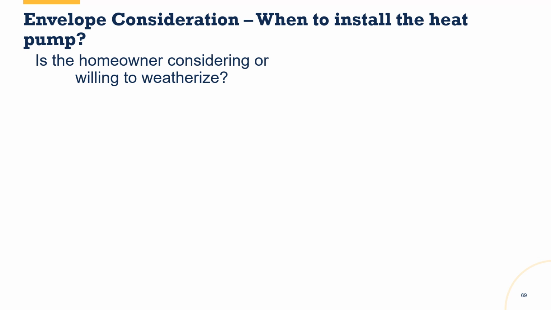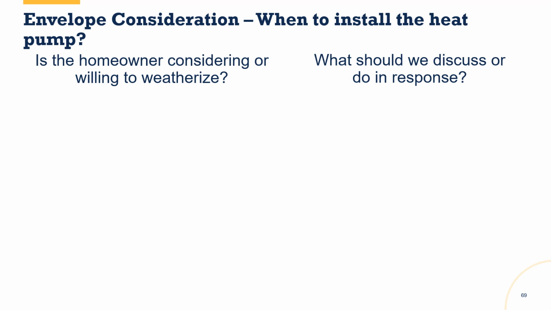Now, there are a bunch of different types of answers. I'm going to give you 3 very predictable answers. With each one of these, there's a potential way that you could address this. So we start by saying, what should we discuss and do in response?